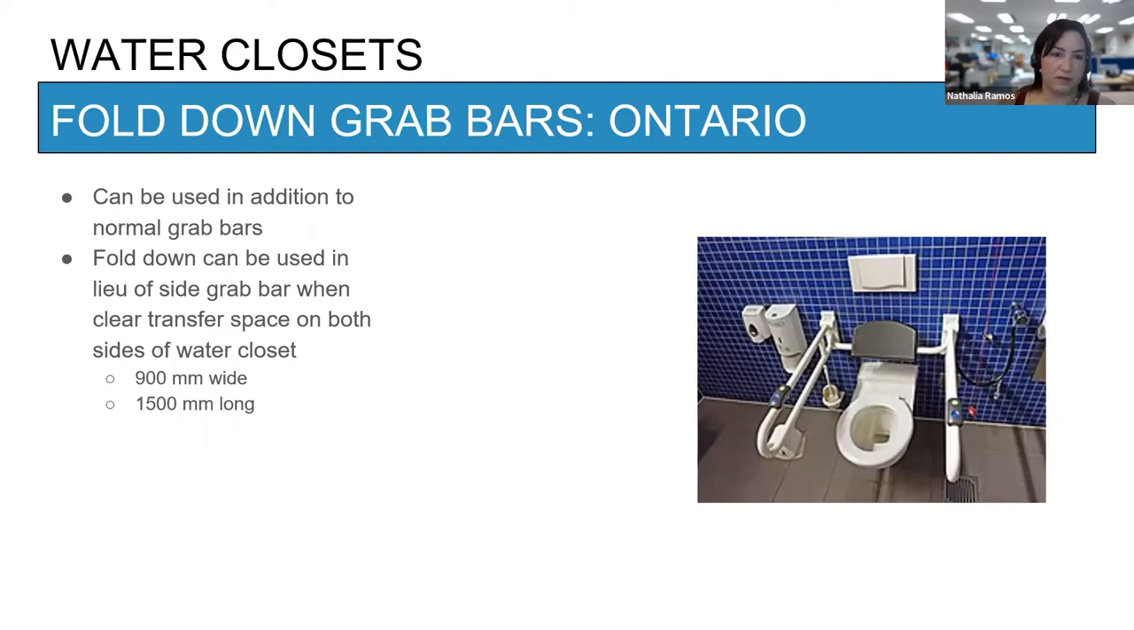Here's an example of the fold down grab bars here in Ontario. So it can be used in addition to the normal grab bars. So you can add the fold down grab bar if your client wants. And it can be used in lieu of a side grab bar when clear transfer space on both sides of the water closet is possible. So it has to be 900 wide by 1500 long.